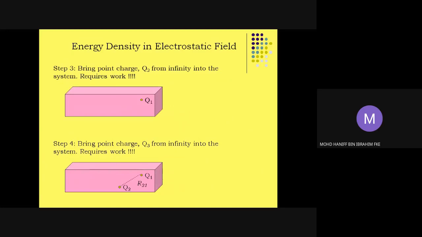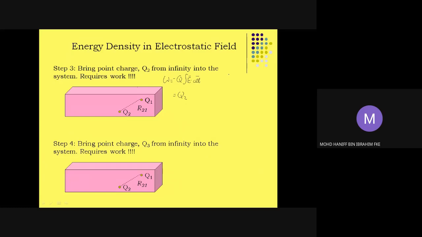Okay, so the third step is that we are now trying to bring the charge Q2 into this particular system. From the equation of work, W equals Q integration of E dot dl, the Q will be Q2, because we bring in the charge Q2 from outside, and the E basically will be due to this charge Q1.